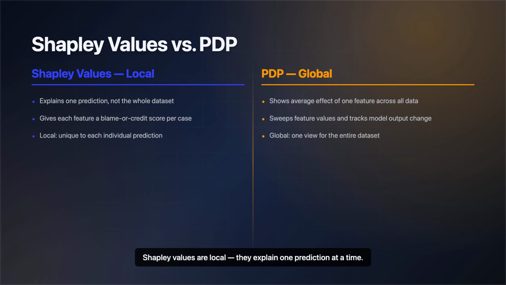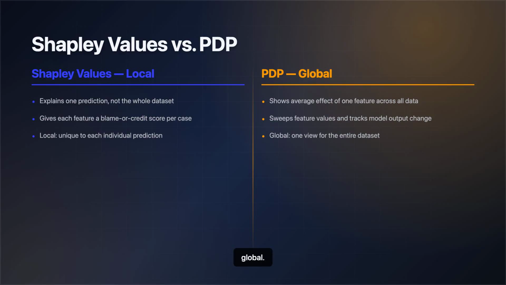Shapley values are local. They explain one prediction at a time. PDPs are global. They show how a feature behaves across your whole dataset. The exam tests exactly this. Local versus global. That's the one thing to remember.